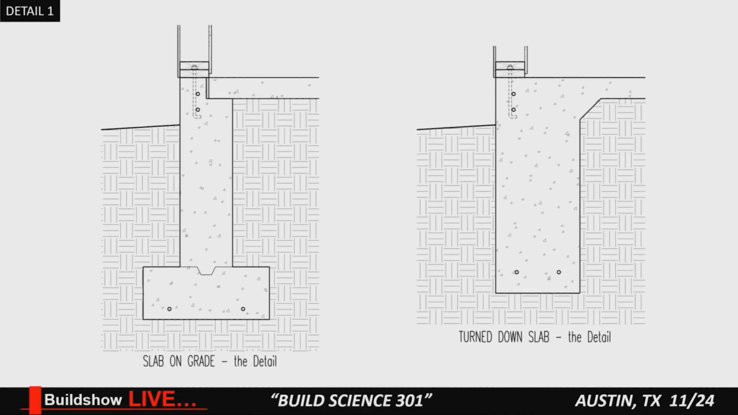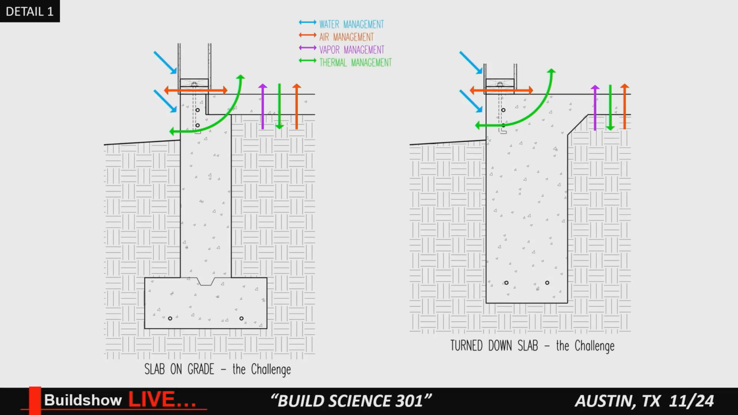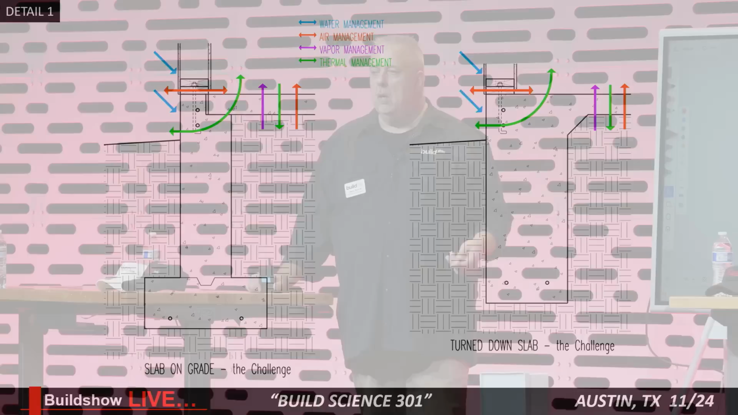Turn down slab on the right, 3-piece on the left. Pretty standard stuff. But these are the challenges, right? These are the questions you should ask before you get to doing the solutions. What do I need that detail to do? Control layers, water management. You know, we have some exterior water maybe we have to worry about there.